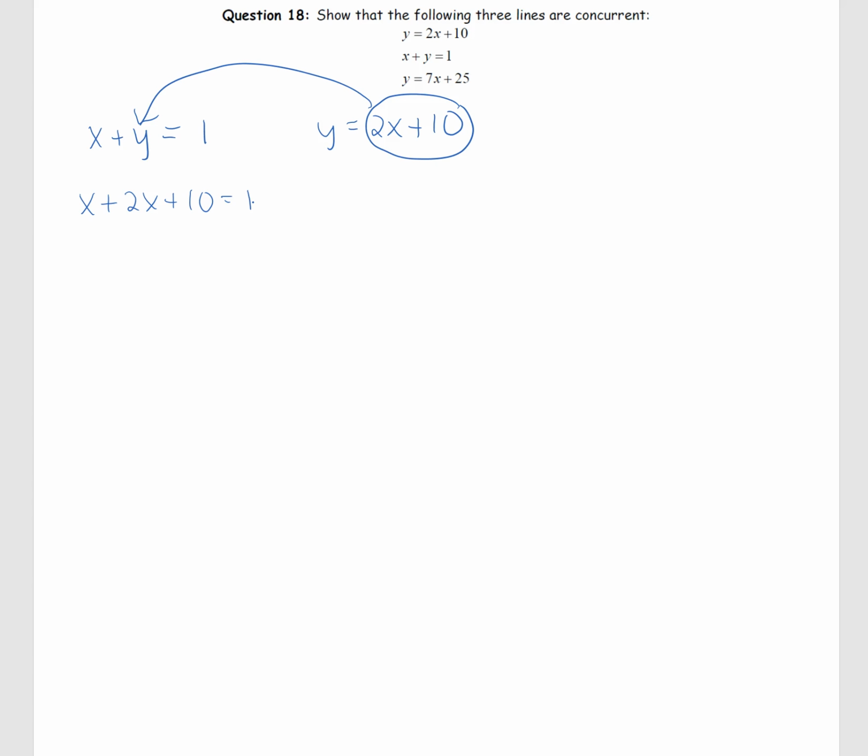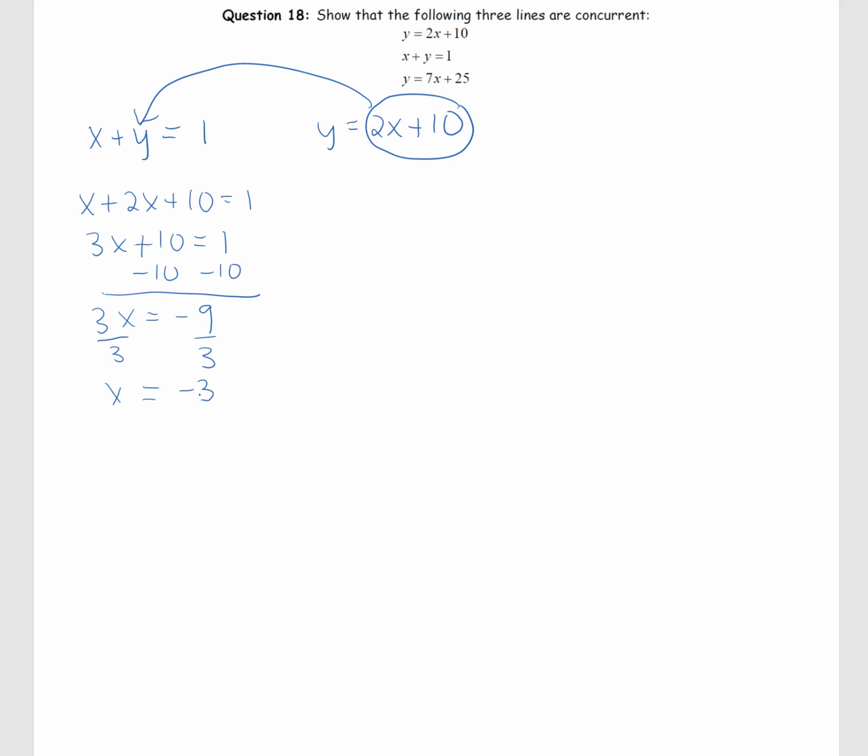Now I have an equation that's all in terms of x, and I can solve for x. So x plus 2x is 3x, plus 10 equals 1. Now I'm going to subtract 10 on both sides of my equation. This gives me 3x equals negative 9. Dividing both sides by 3 gives me x equals negative 3.